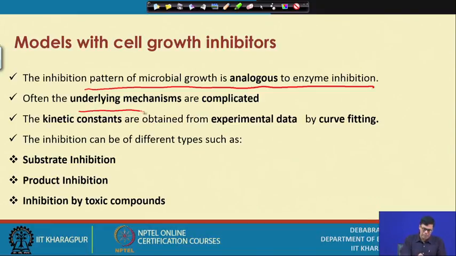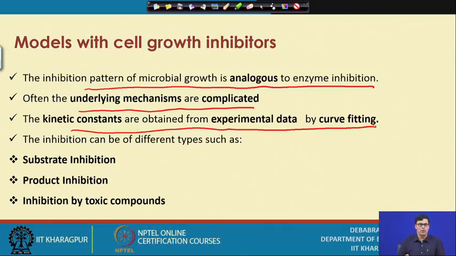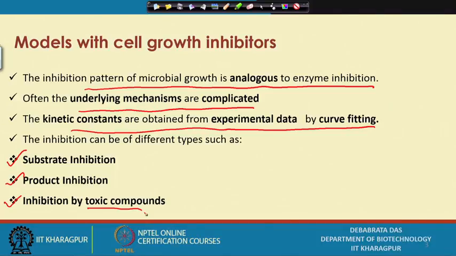Now, often the underlying mechanisms are complicated. The kinetic constants are obtained from the experimental data by curve fitting. That we have found out. And we found that there are three types of inhibition: substrate inhibition, product inhibition, and inhibition by toxic compounds. During enzymatic reaction kinetics, I gave one example of how enzymatic reaction kinetics can help you determine the concentration of a toxic component like a pesticide. Similar things are applicable to the microbial system also.